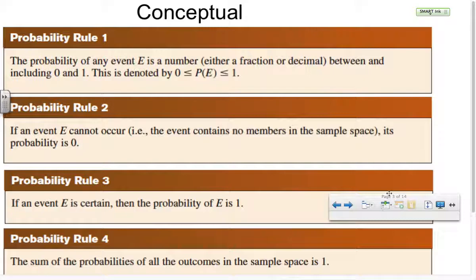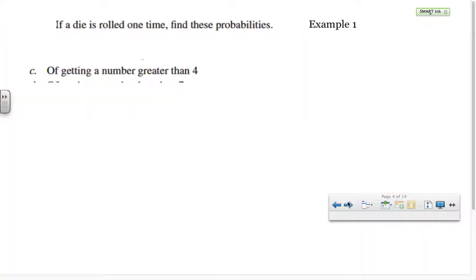And probability rule number 4, we talked about this. If we were to add up all the probabilities of any events in our sample space, we will get 1. So, I think we're ready to move on to examples. Most of this is going to be common sense and just using your brain a little bit to find probabilities. We're going to learn all kinds of rules in the next lesson, but this one is about just the general probability. So if a die is rolled 1 time, find these probabilities.